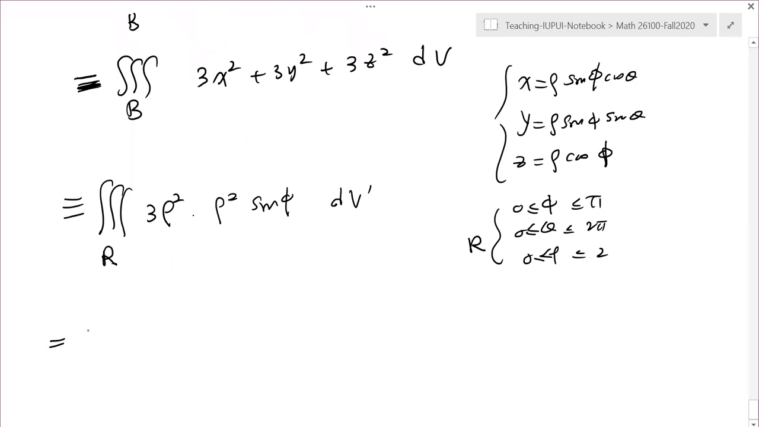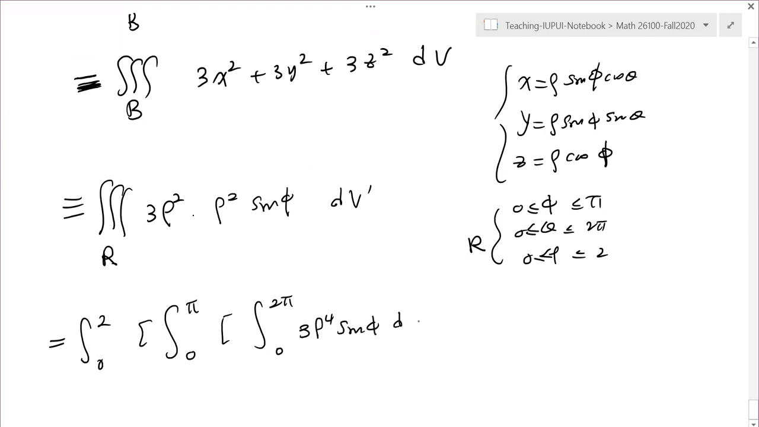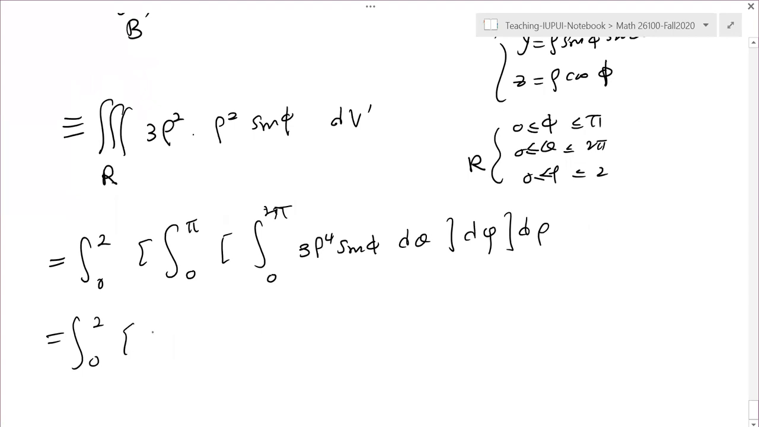Because the region is a rectangular box, it doesn't matter which one is first. Rho goes from 0 to 2, then phi from 0 to pi, and then theta from 0 to 2 pi, of 3 rho to the 4th power, d theta, d phi, d rho. So step by step, we evaluate this integral.